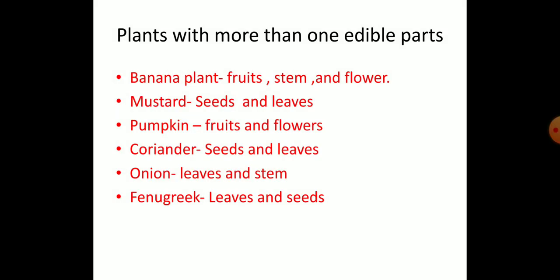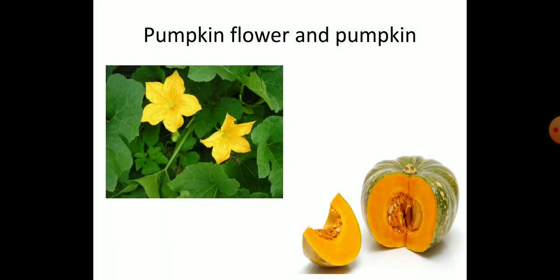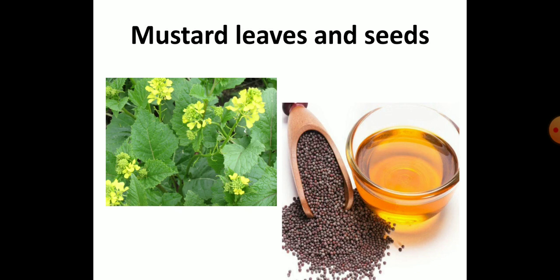Some plants have two or more edible parts or eatable parts. Let us learn the example. In pumpkin plant, pumpkin flower and pumpkin fruit both are edible parts. Seeds of mustard plant give us oil and the leaves are used as vegetable.